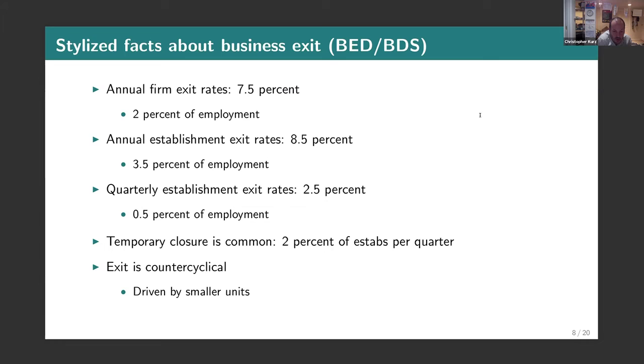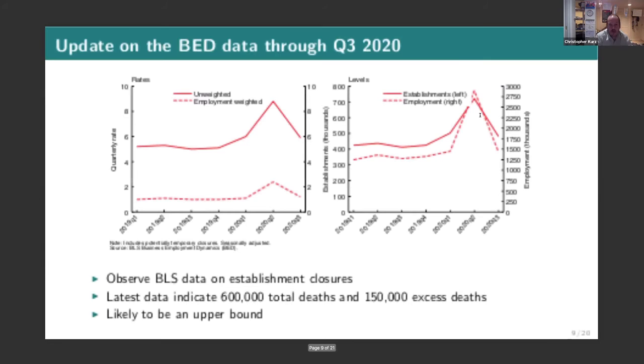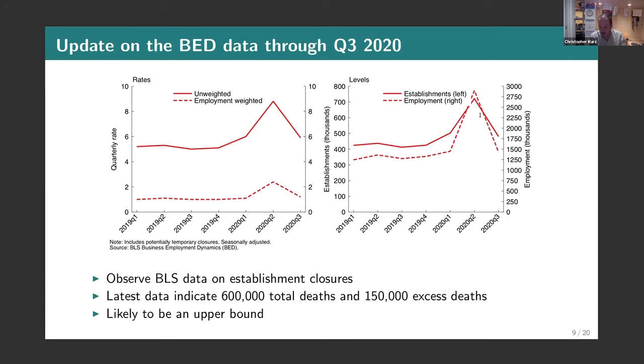But on that second to last point, I'm going to reiterate that if temporary closure is common and it affects about 2% of establishments per quarter, then we really have to be mindful of that number when we think about what type of closures we saw in the first, second, and third quarters of 2020. So I'm going to quickly jump to an update on Q3 BED data.